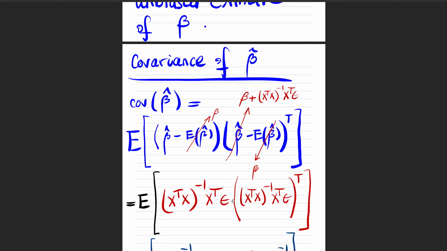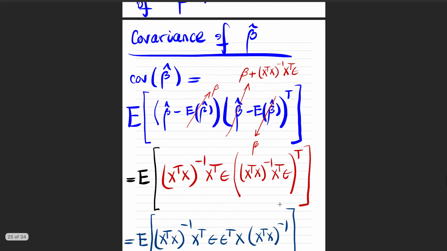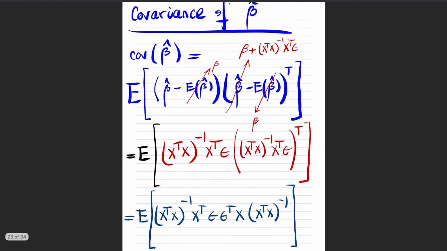Okay, so how do we compute this? Well, here we have a transpose, and the transpose of all these three elements will be the reverse of the transposes. So the epsilon transpose will come here, the transpose of X transpose will be X, and X transpose X inverse transpose is itself. Why is that the case?